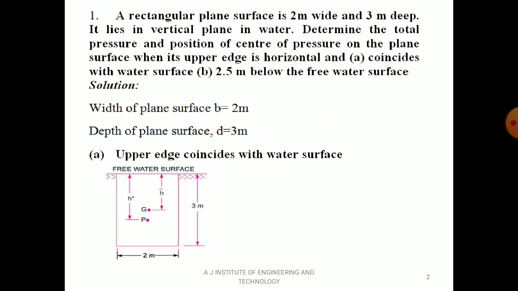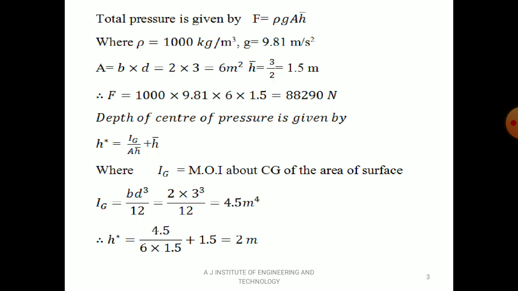You can see the object, this rectangular plane surface. Overall depth is 3 meter. The centroid lies exactly at 50% of this area. So 50% of 3 meter is 1.5, or 3 by 2 equal to 1.5. So H bar equal to 1.5 meter. Therefore F equal to 1000 into 9.81 into 6 into 1.5, that is equal to 88,290 Newton. So that is total pressure.